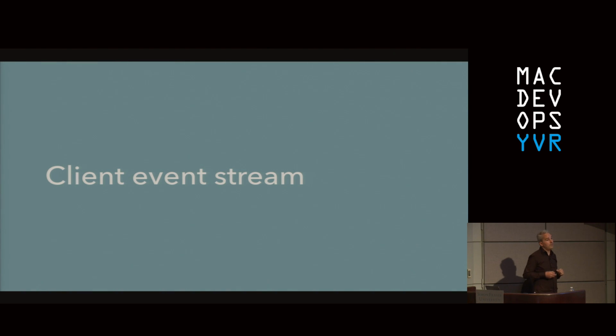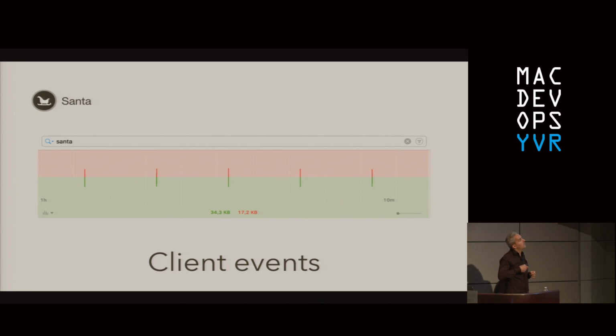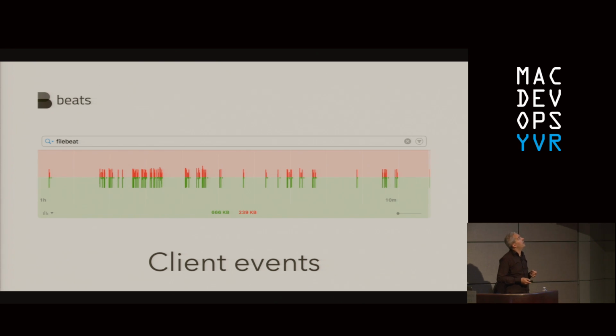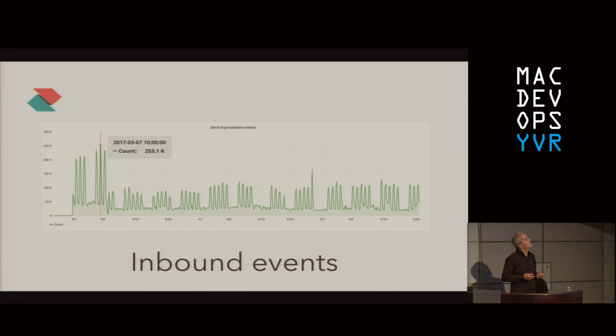On the client, of course, all those technologies run in parallel, and they generate events, and it's interesting to see what that looks like. This is Munki, this is Santa, regular 10 minutes interval. This is OS Query, shipping much more events. And this is FileBeat, which ships us the auditd information. So it's a lot of events coming in and out, and we're sometimes getting some larger hits.